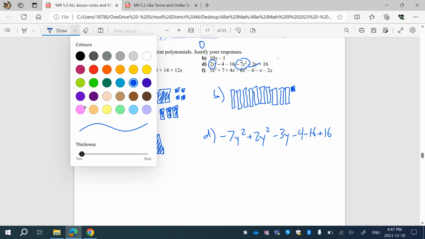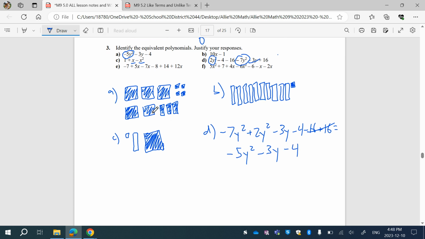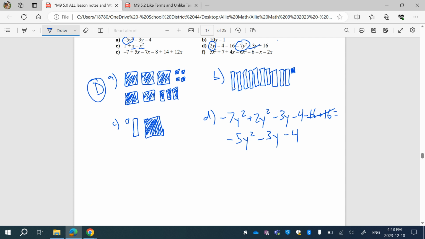Okay, let's do it. Negative 7 plus 2 is going to be a negative 5y squared. Next, we have the negative 3y, and we have a negative 16 and a positive 16. That's going to cancel each other out, and we're left with that negative 4. So looks like this one here, negative 5y squared, negative 3y, and a negative 4. So I'm going to say D here is the same as A.